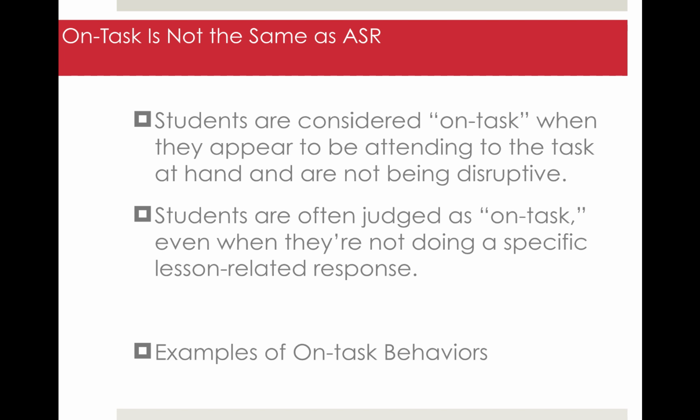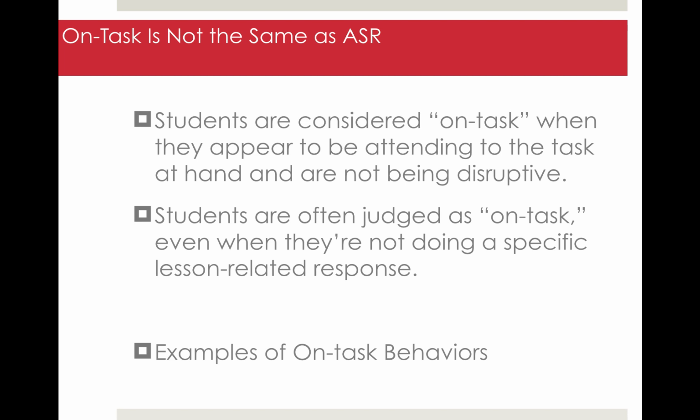There is an important distinction between on-task and ASR. We want students to be on task, right? So we want them to be making eye contact. We want them to have their books open to the right page. We want them to be quiet and have their hands where they're supposed to have them, have their feet where they're supposed to have them, be sitting in their chair, all of those things. But all of those things are not necessarily active student responding. So you can be on task but not actually be attending to what you're supposed to be attending to, right?